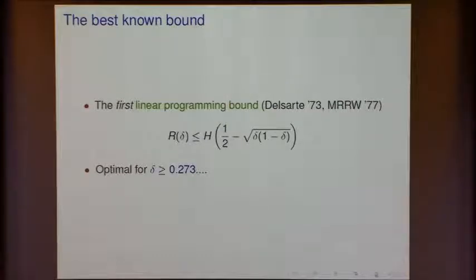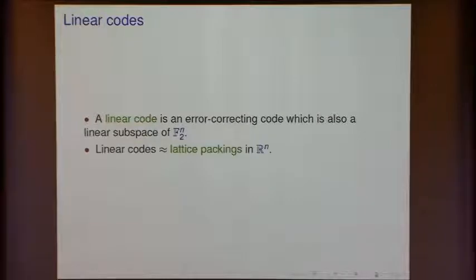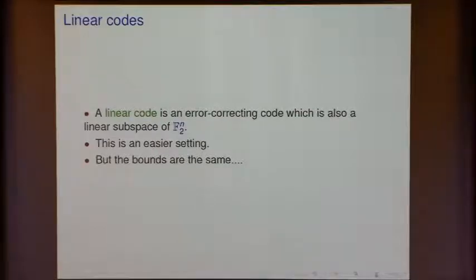It's not optimal. It's the best known for deltas between 0.273 and 1/2. Right, so in this talk we only discuss linear codes. This is a special class of codes. So it's a packing whose centers are a linear subspace of the cube, and it has many similarities to lattice packings in R^n instead of regular packings. This is obviously a more structured setting, but unfortunately the bounds we know are exactly the same. We don't have any better bounds for those.